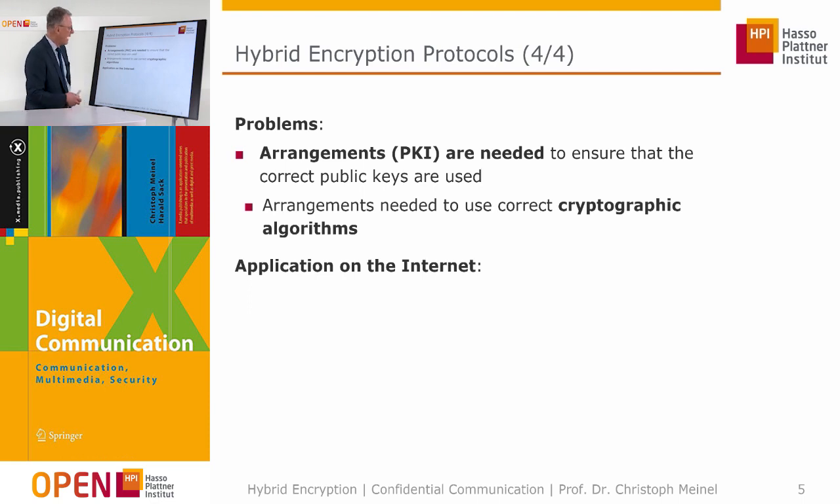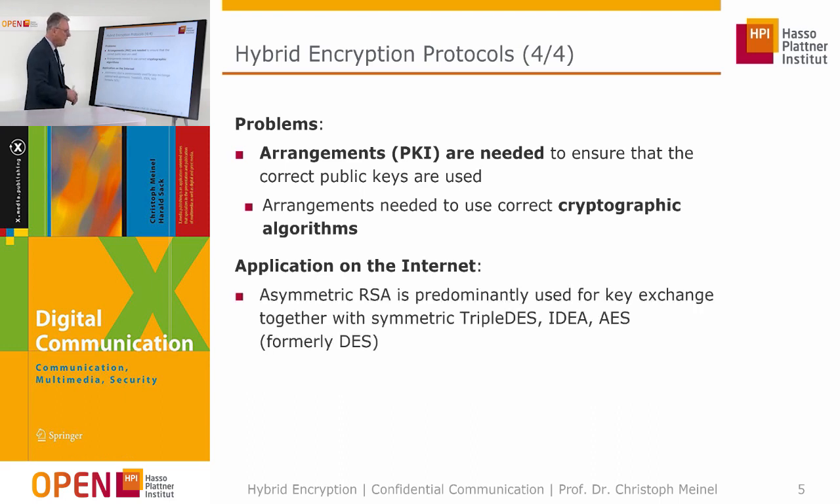And when we look at how we use this in the internet, indeed, these hybrid encryption protocols are the typical way for confidential communication in the internet. There, the asymmetric RSA method is combined for the key exchange with the symmetric methods, triple DES or IDEA or AES, to encrypt the message itself.